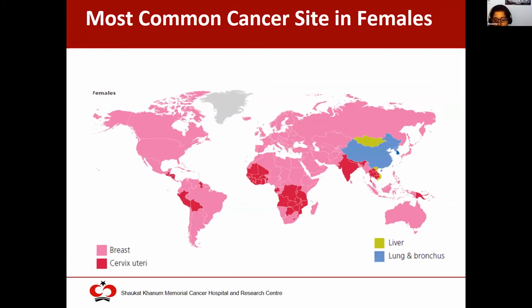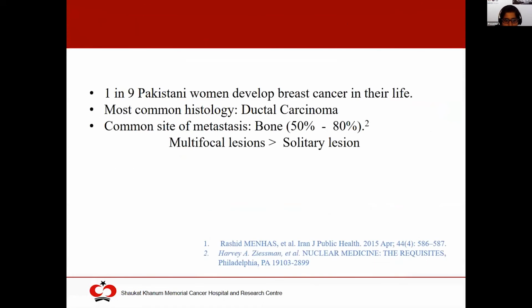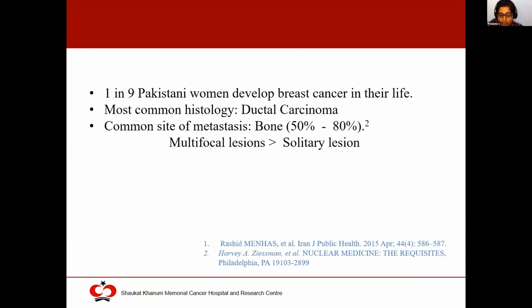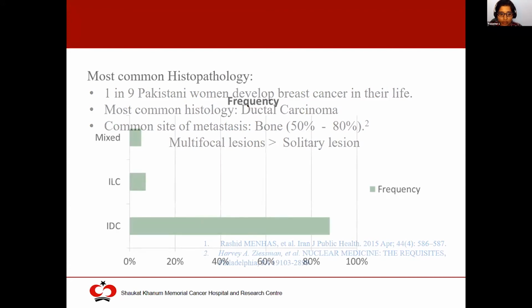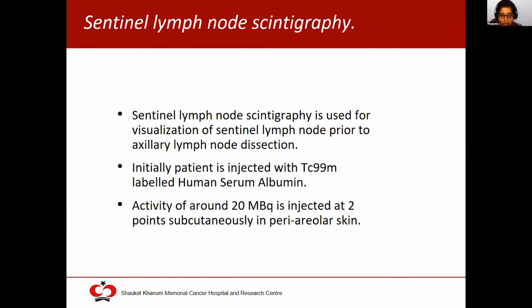Cancer is very prevalent throughout the world, and in females, breast cancer is the most prevalent cancer. Out of the top 10 malignancies seen amongst all age groups, both genders combined, breast cancer exceeds them all. In Pakistan, 1 woman out of 9 will have breast cancer in her life, and the most common histology of breast cancer is ductal carcinoma, with invasive lobular carcinoma being the second one.